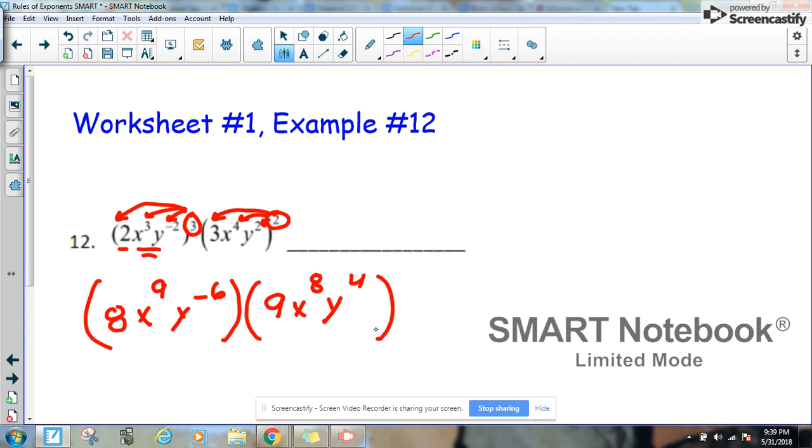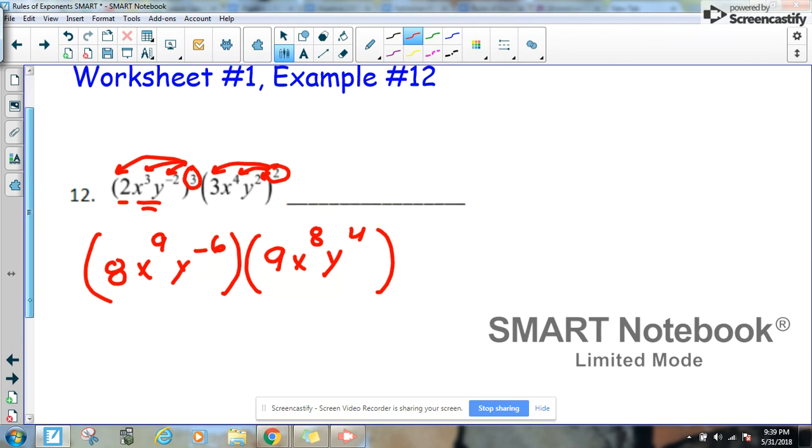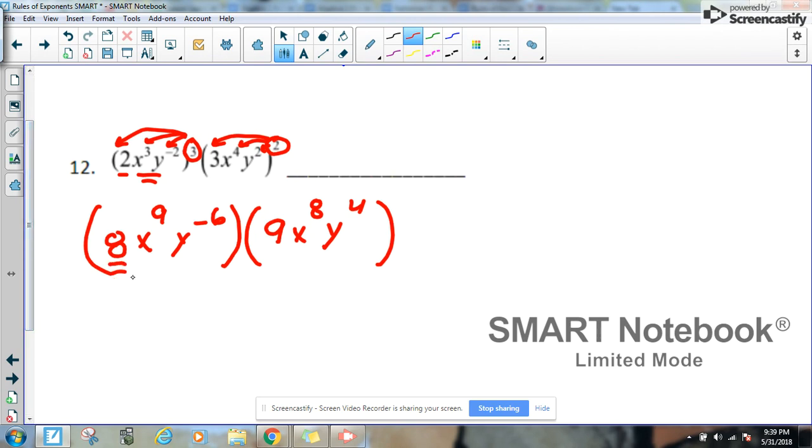Okay? Now we have to multiply all this stuff together. And in order to do that, let's do the easy part first. 8 times 9 is 72. All right, that was easy. And now you have to do x to the 9th multiplied by x to the 8th. Well, x to the 9th times x to the 8th is addition of exponents because it's same base being multiplied. So this is simply going to be 9 plus 8, which is 17, x to the 17th power.